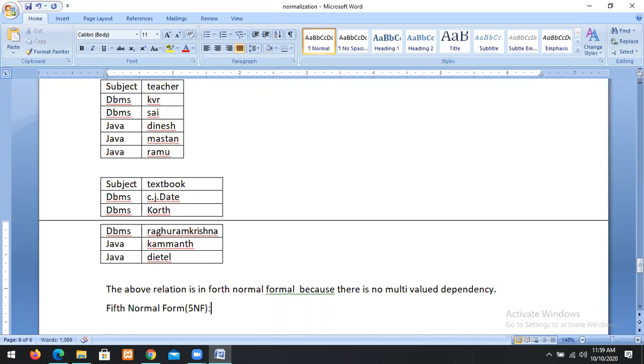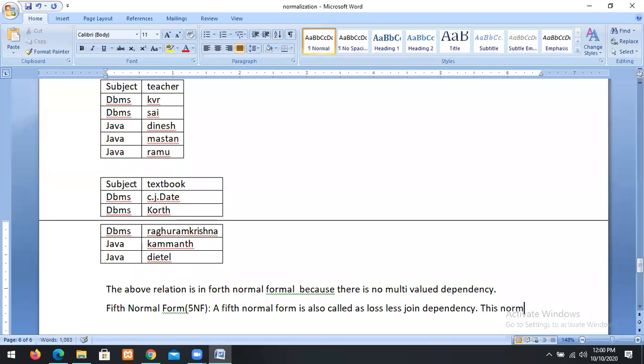Fifth normal form. So what is fifth normal form? A fifth normal form is called lossless join dependency. So the fifth normal form is also called lossless join dependency. In lossless join dependency, the fifth normal form is used.